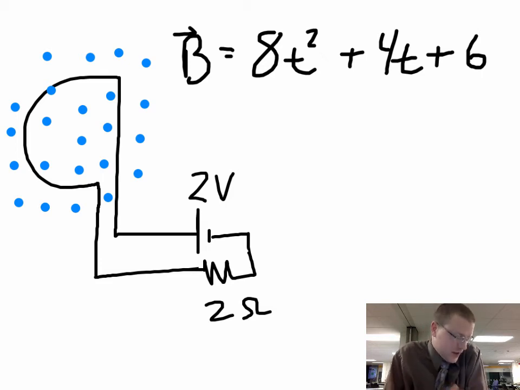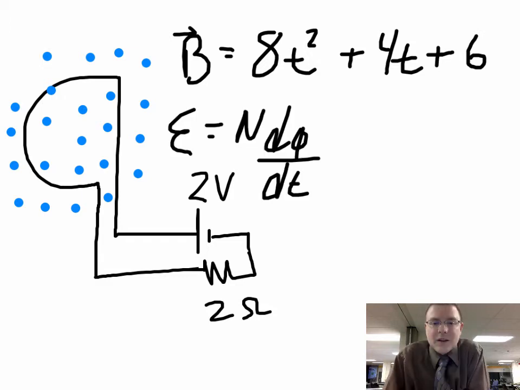The question is, what is the induced EMF in this loop? So the induced EMF is N times d flux dt. The nice thing is that there's only one piece of wire here, so the N is 1. So that means I just have to do d flux dt.